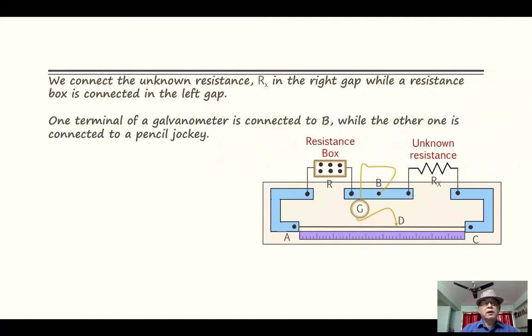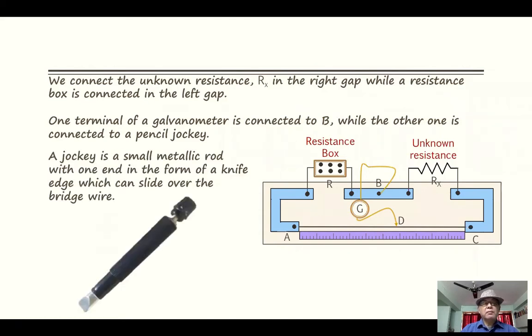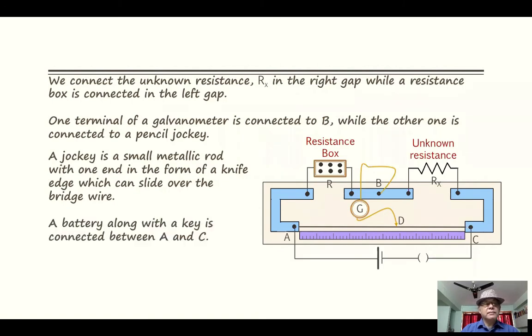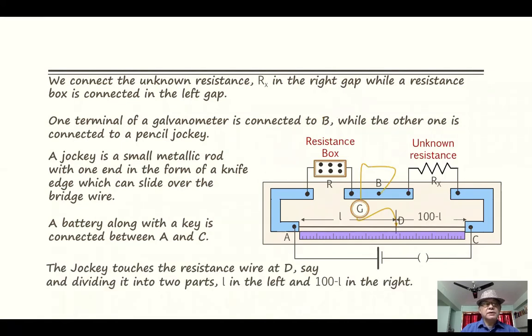One terminal of a galvanometer is connected to B, while the other one is connected to a pencil jockey. A jockey is a small metallic rod with one end in the form of a knife edge, which can slide over the bridge wire. A battery, along with a key, is connected between A and C. The jockey touches the resistance wire at D, say, dividing it into two parts, L in the left and 100 minus L in the right.